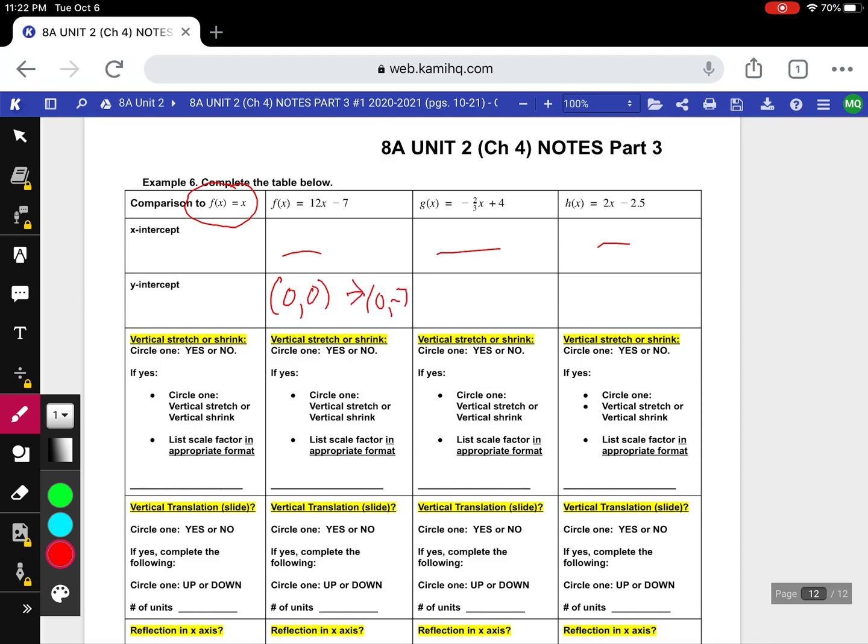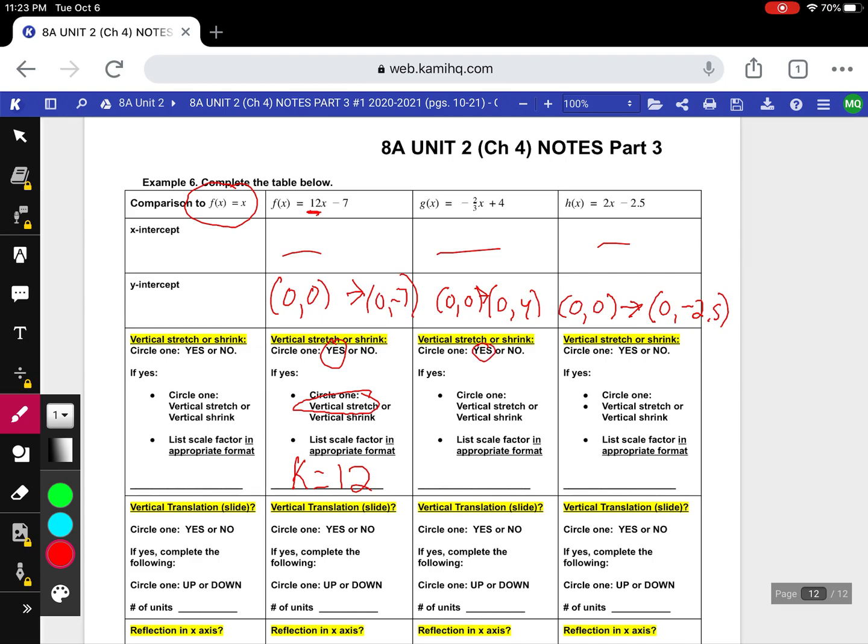So we go from a parent, which is 0, 0, to 0, negative 7. Here we go 0, 0 to 0, 4. Sorry, that should be a little arrow. And here we start with our parent, which is 0, 0, and we go to 0, negative 2.5. Okay? Then we look to see if there's a stretch or a shrink. Okay? On this one right here, you can see the number attached to the x is 12. So yes, in this case, we have a vertical stretch. And the scale factor is k equals 12.